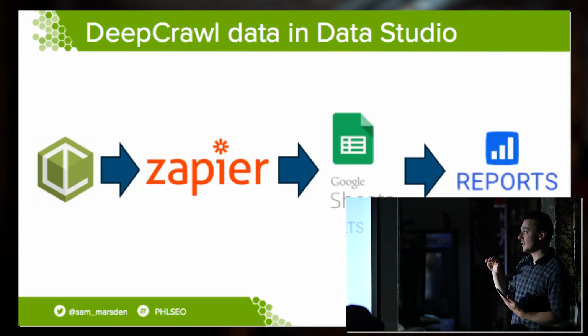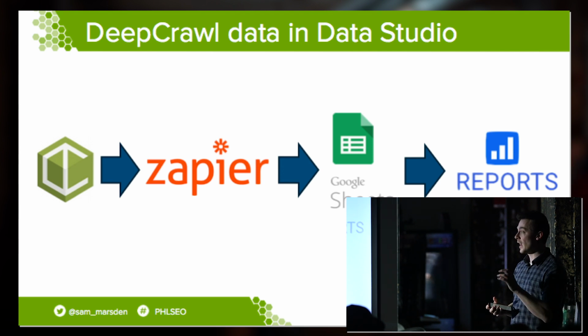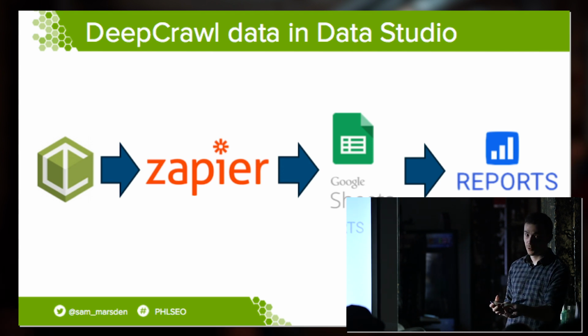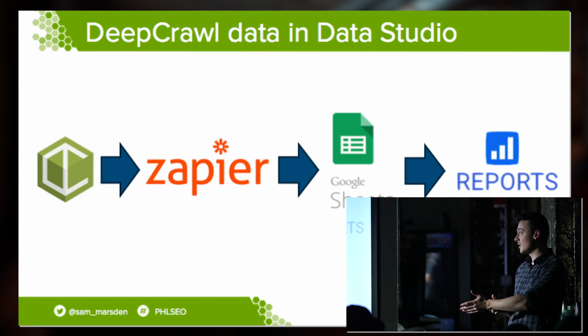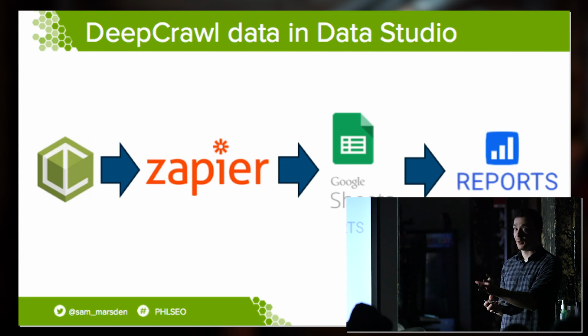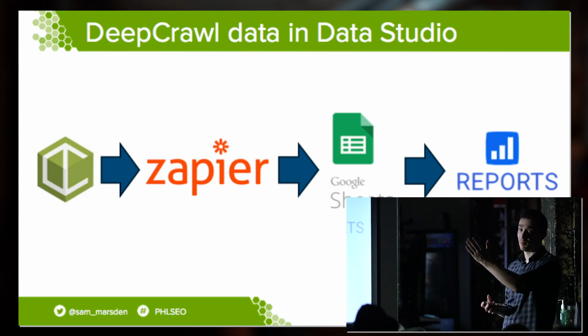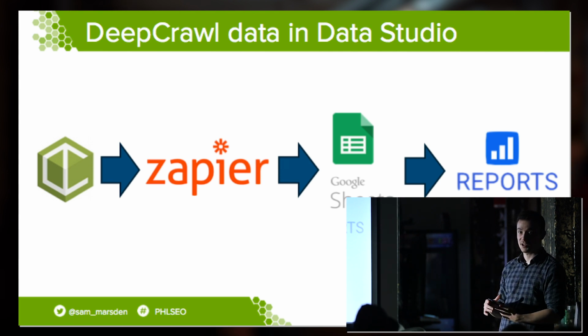So if you wanted to bring DeepCrawl into Data Studio, what you need to do is create a Zap where you're triggering based on a completed crawl. You're then actioning the updating of a row in Google Sheets, and then this is being pulled in to populate various dashboards in Data Studio.